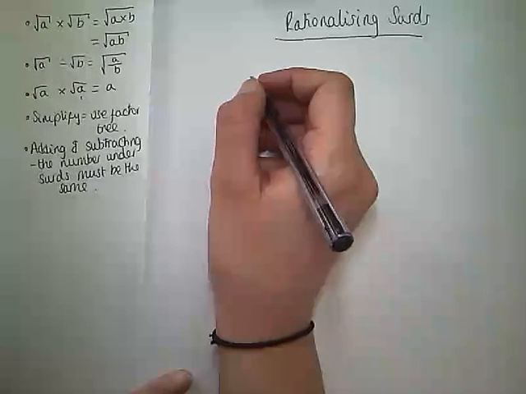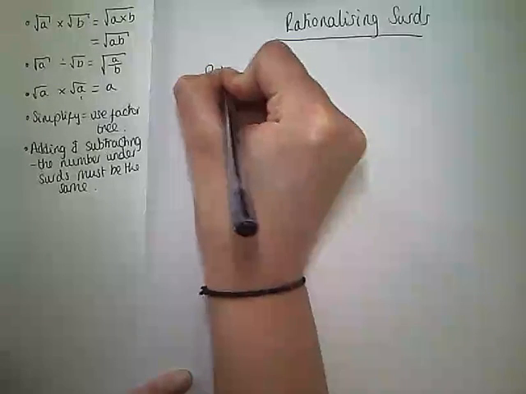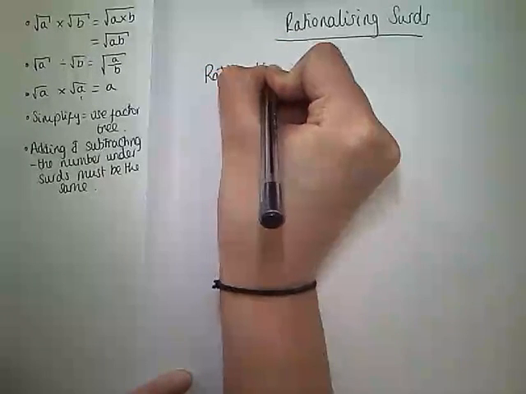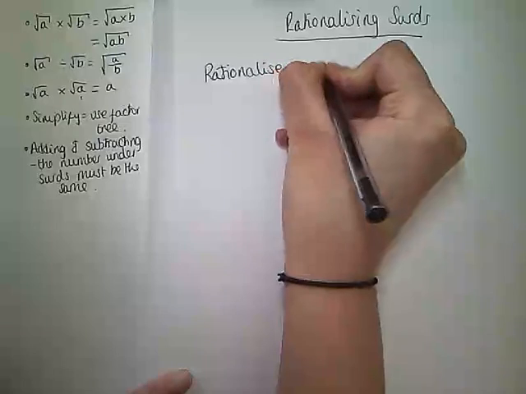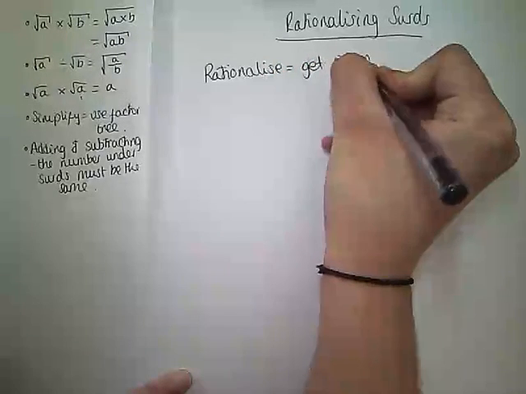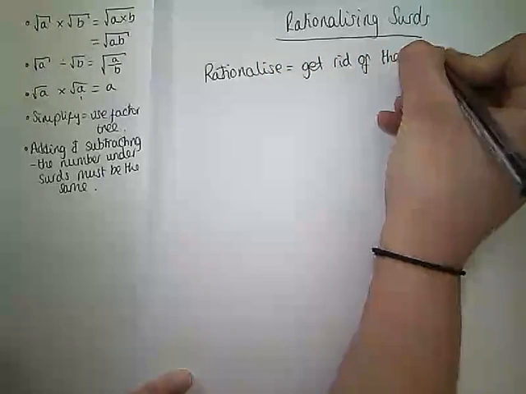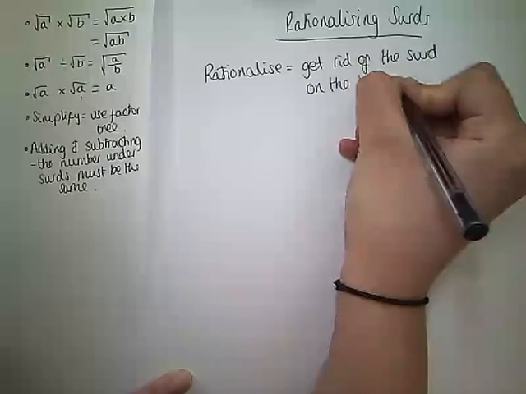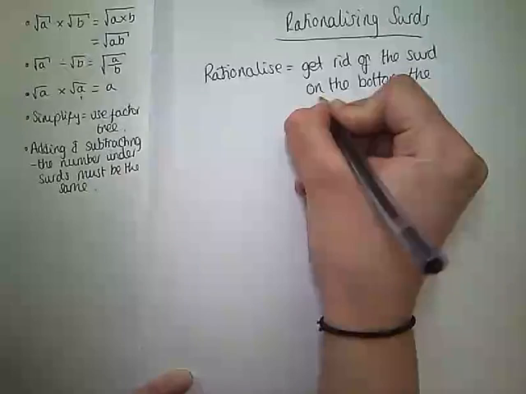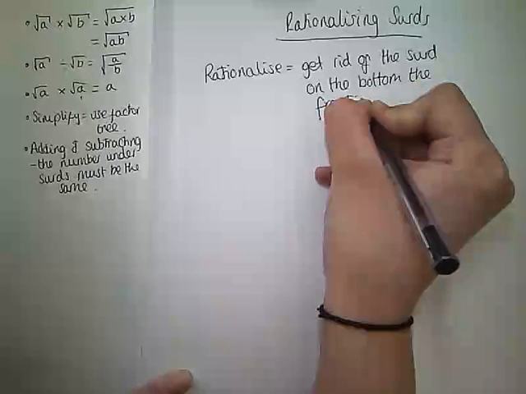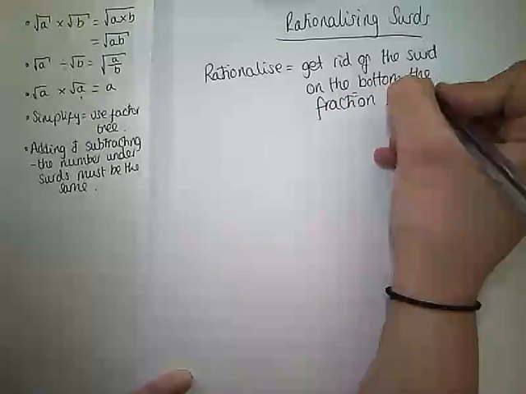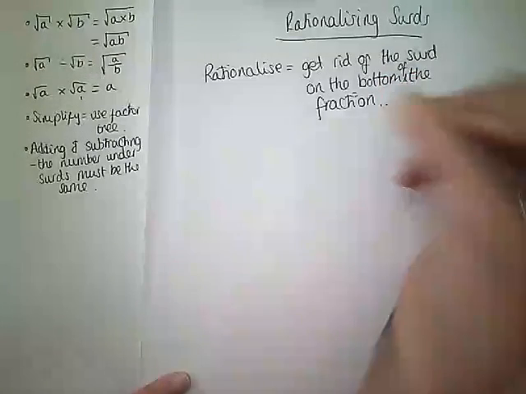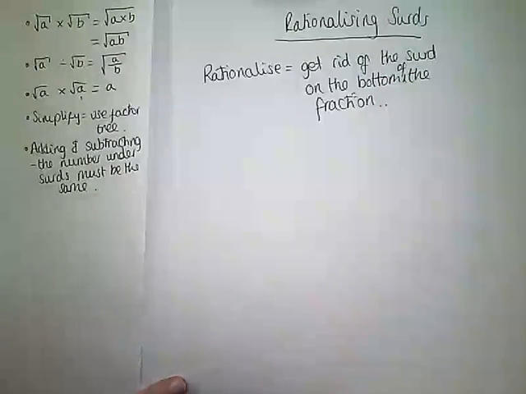Okay, so when it asks you to rationalise, now it might say simplify or it might say rationalise. What it means is it wants you to get rid of the surd, the root, on the bottom of the fraction. Okay, so it does not want the denominator to have any kind of surd on the bottom of the fraction. It does not want the denominator to have any kind of surd involved in it.